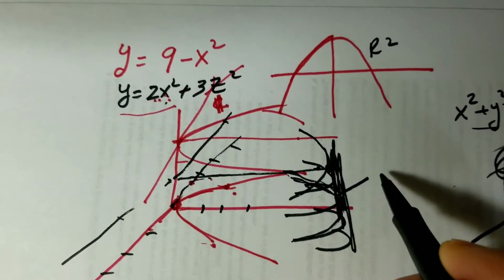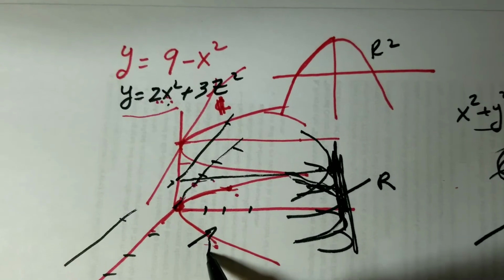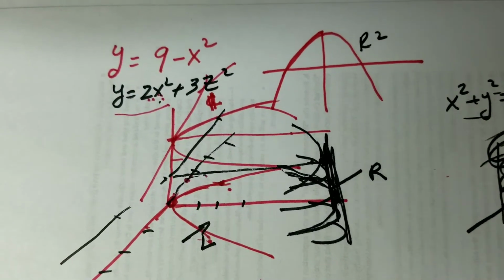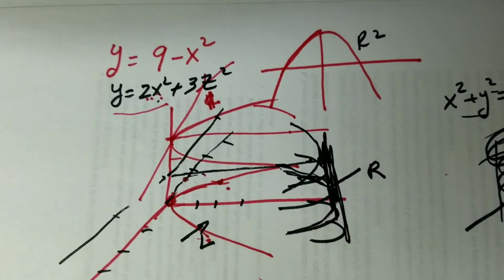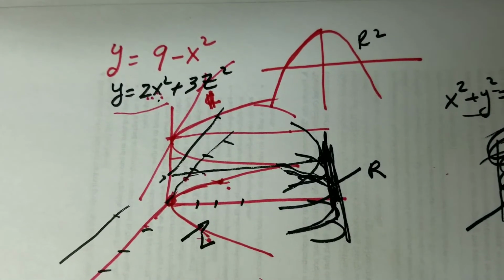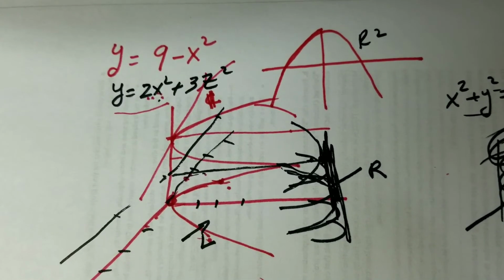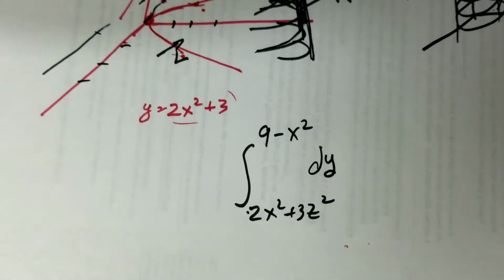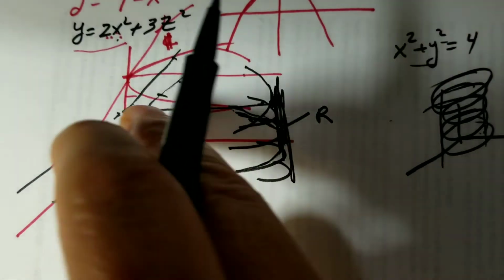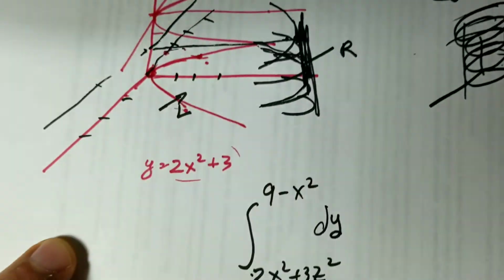Therefore, I know this is my right function and this is my left function. Therefore, I know my y value. The right function is 9 minus x squared, and the bottom function is 2x squared plus 3z squared. And I know I have a dy right here because my hardest part was the y value, and my y changes, but I have to know which one is the left and which one is the right.